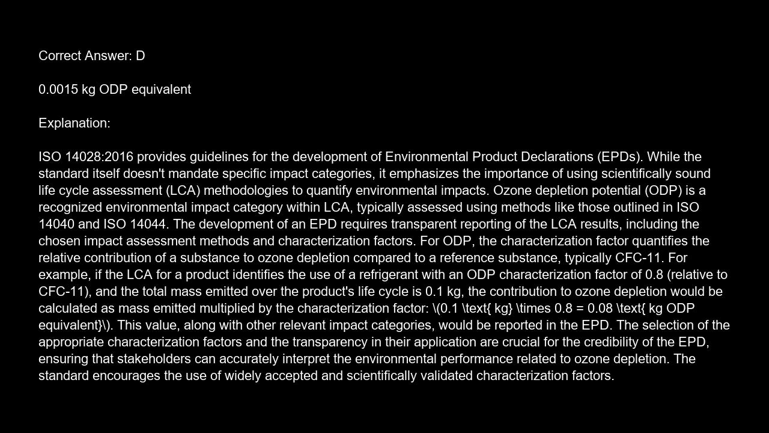For example, if the LCA for a product identifies the use of a refrigerant with an ODP characterization factor of 0.8 relative to CFC11, and the total mass emitted over the product's life cycle is 0.1 kg, the contribution to ozone depletion would be calculated as mass emitted multiplied by the characterization factor: 0.1 kg times 0.8 equals 0.08 kg ODP equivalent. This value, along with other relevant impact categories, will be reported in the EPD.